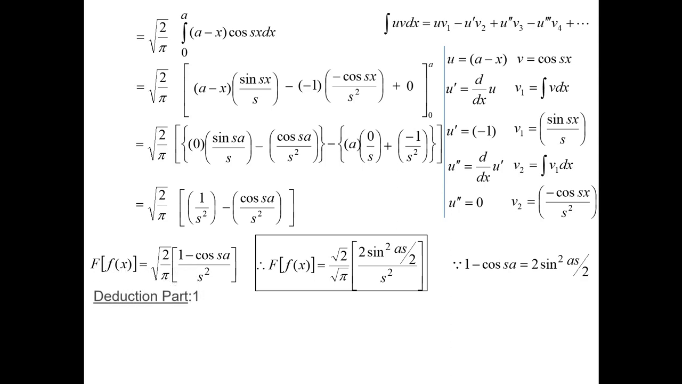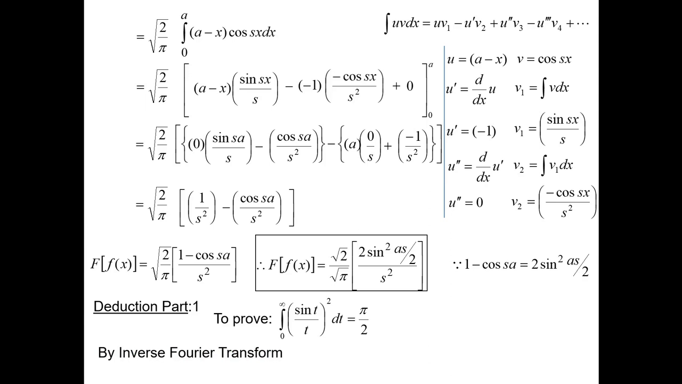The next one, we want to find out the deduction part. We have to prove that integral over 0 to infinity of (sin t by t) the whole square dt equal to pi by 2. And we know that the inverse Fourier transform formula is small f of x equal to 1 divided by square root of 2 pi integral over minus infinity to plus infinity capital F of small f of x into e power minus isx ds.